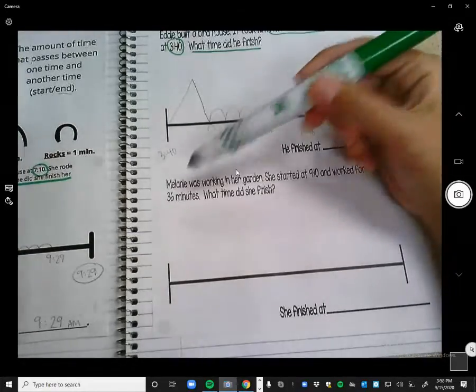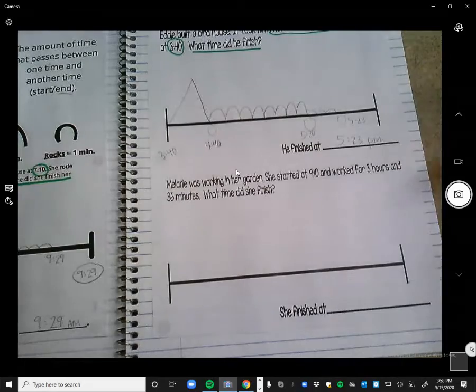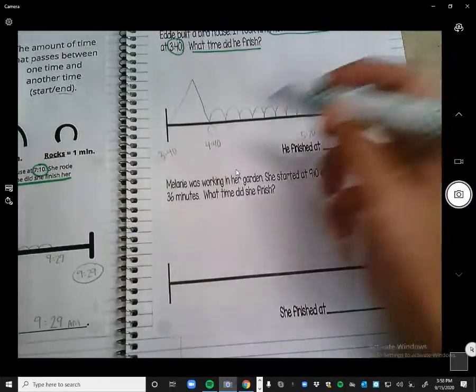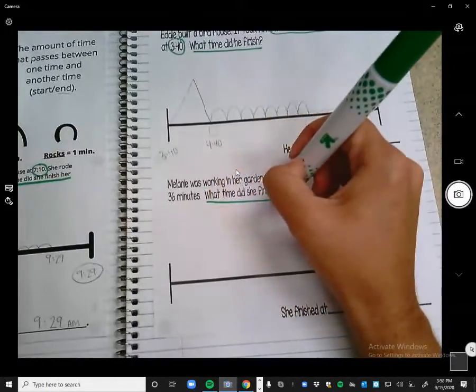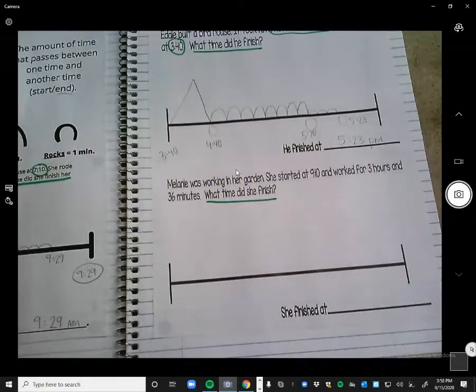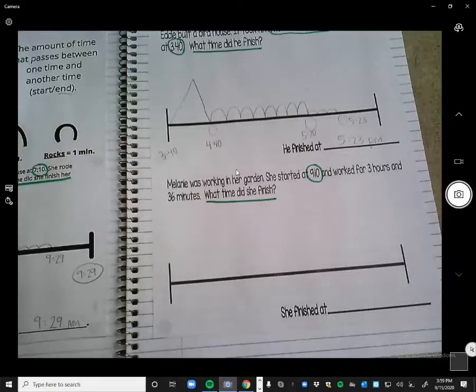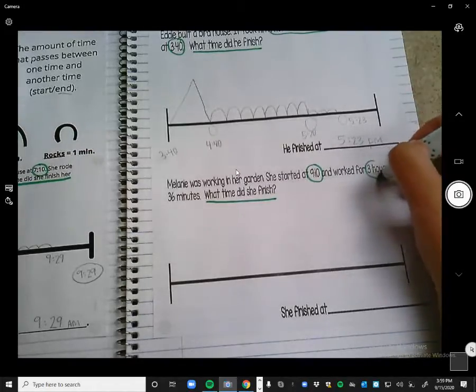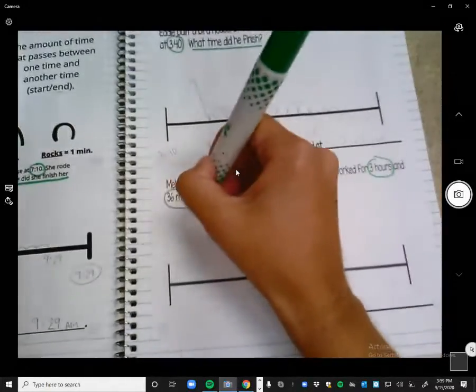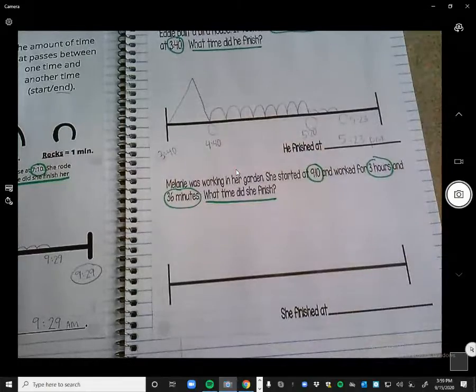Okay, so we've got Melanie. She's working in our garden. She starts at 9:10 and works for 3 hours and 36 minutes. What time did she finish? So we're going to start by underlining our question. What time did she finish? We're going to circle information that helps us figure this problem out. We know the start time of 9:10, and we know 3 hours, and we know 36 minutes.